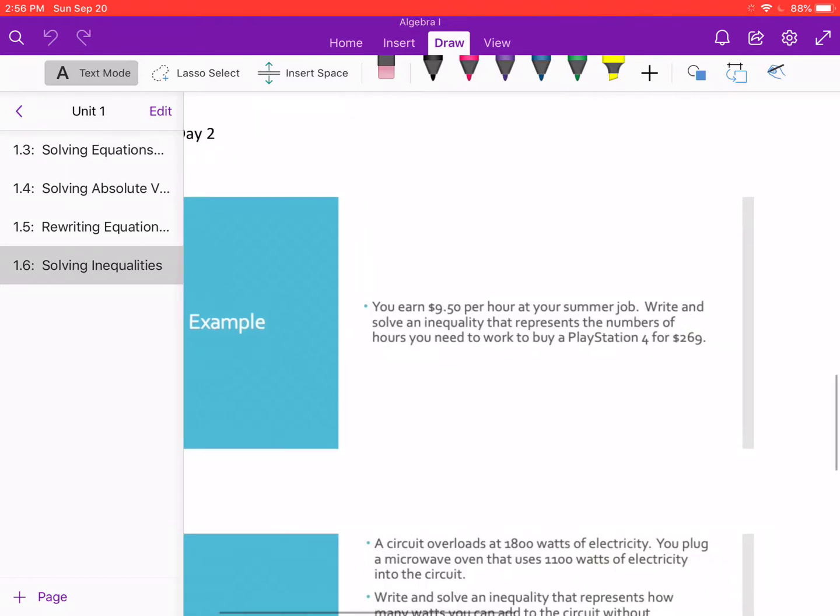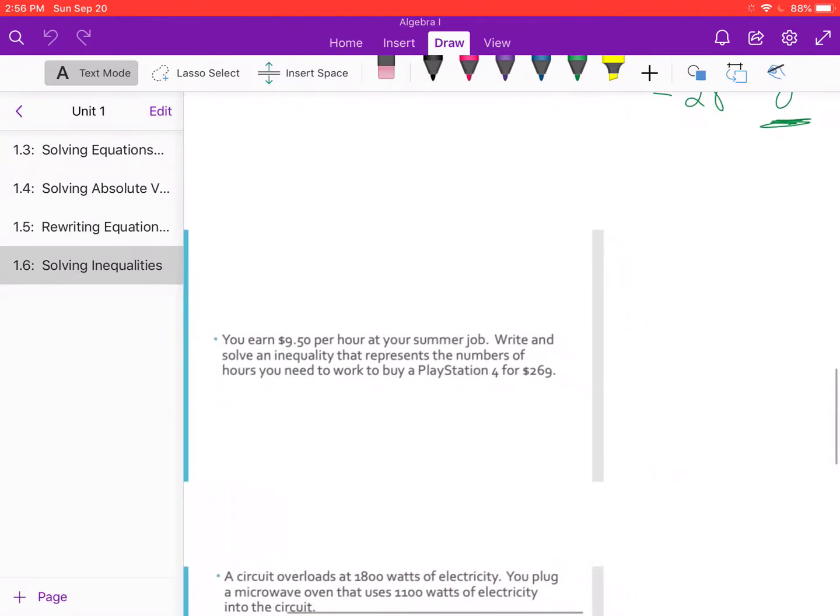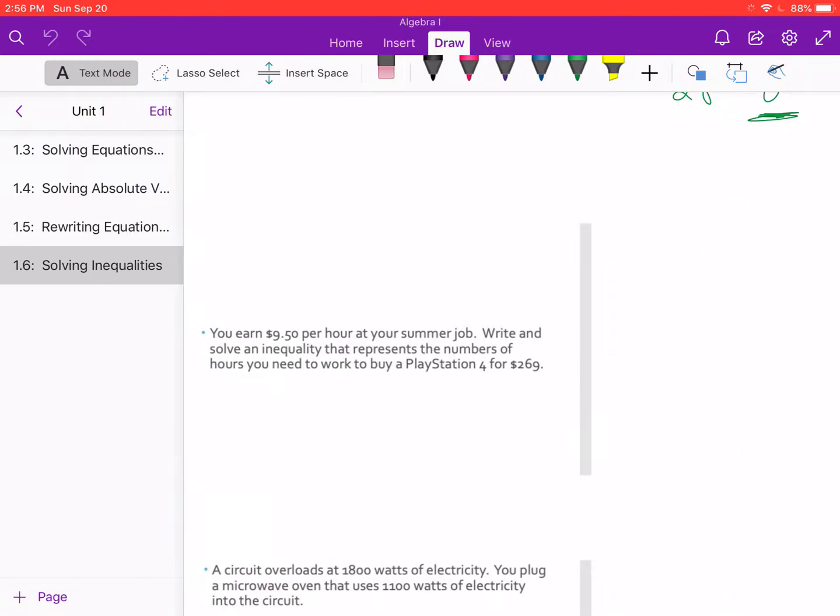real-world word problems. You earn $9.50 per hour at your summer job. Write and solve an inequality that represents the number of hours you need to work to buy a PlayStation 4 for $269.